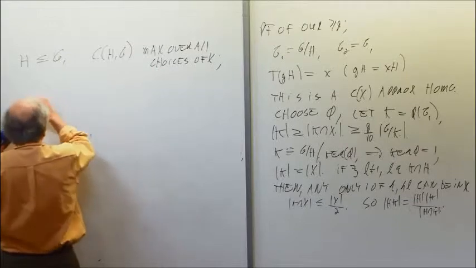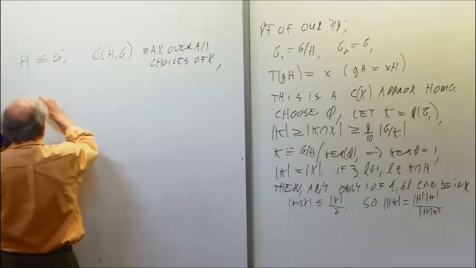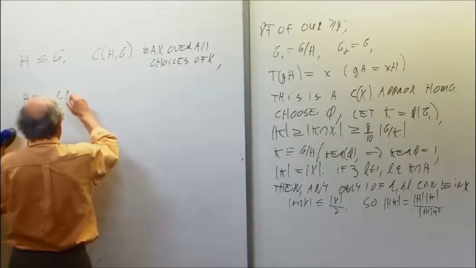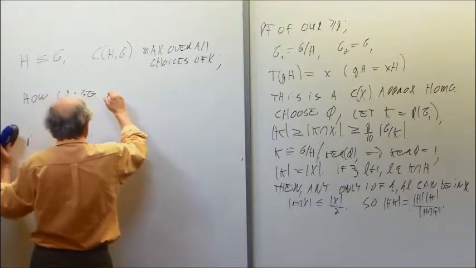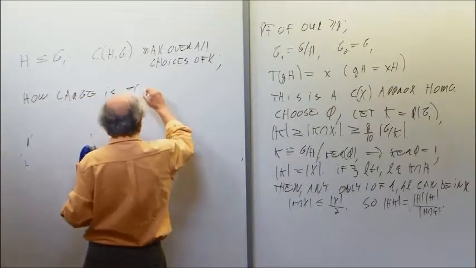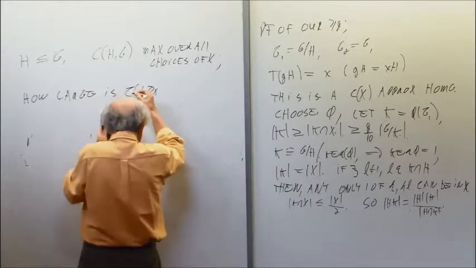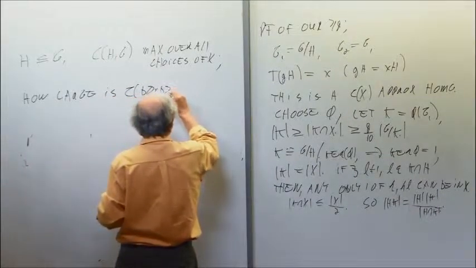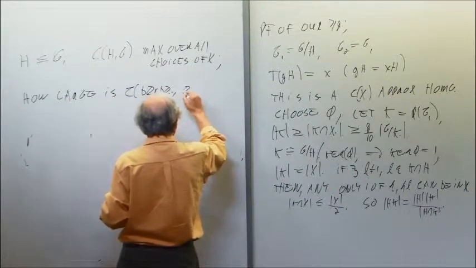For example, what's the best? How large can we make C mod BZ? Just take 2 copies, BZ in B cross C.